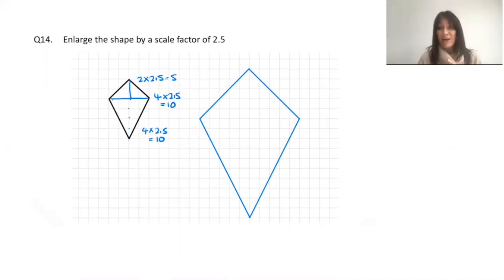Consolidations are a great opportunity to see how we're getting on and how much of our learning is starting to just sink in and we feel more confident with, and which areas we know we're going to need to do a little bit more work on.